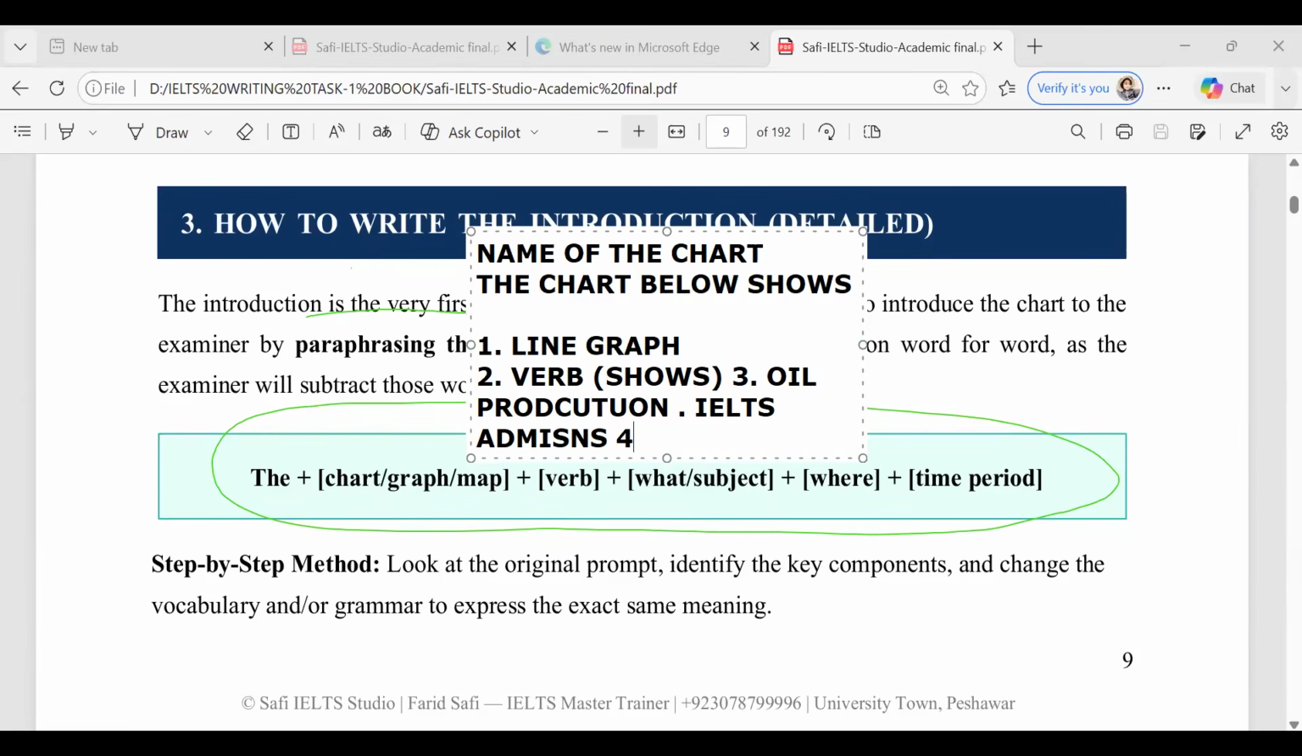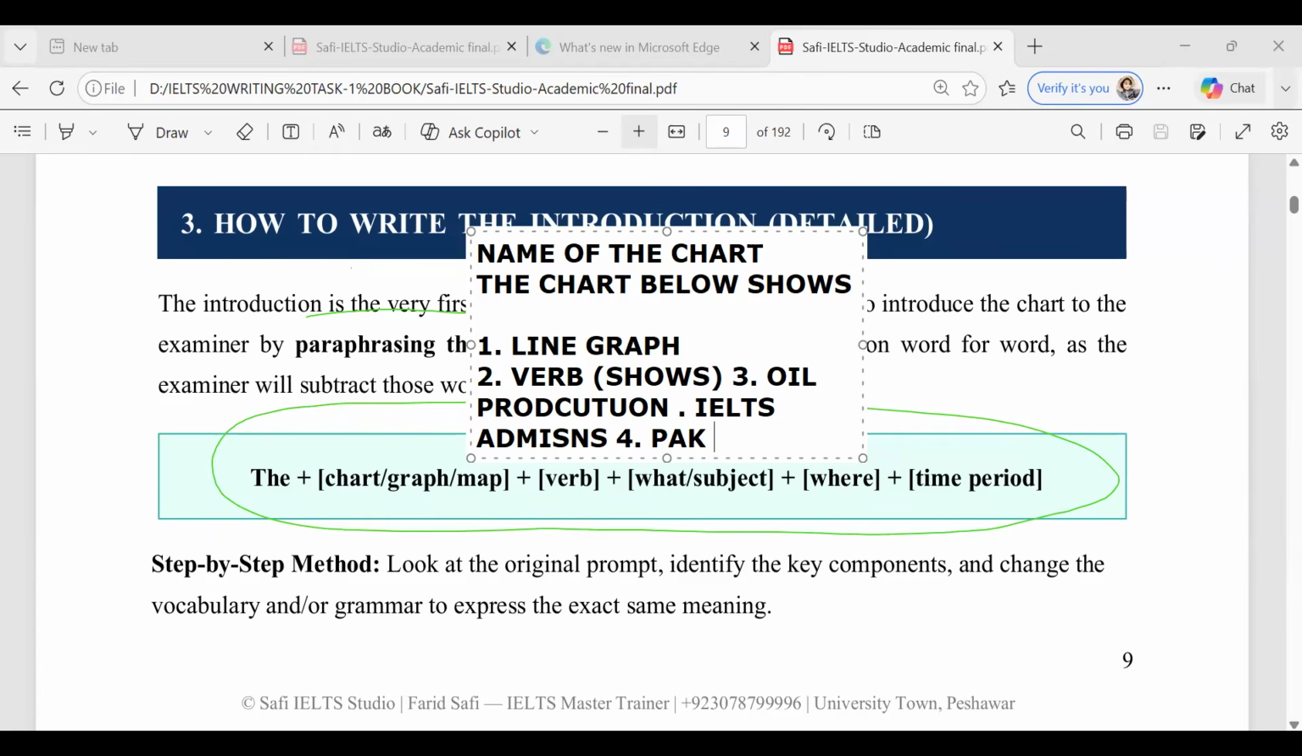Then the fourth one is where, the name of the place. For example, if it is in Pakistan, write Pakistan. If it's about Australia, write Australia. If it's in Germany, write down Germany. So the next point is to mention the name of the place.